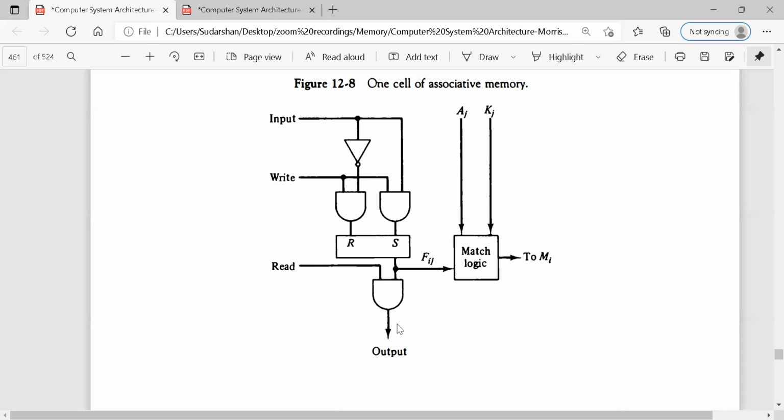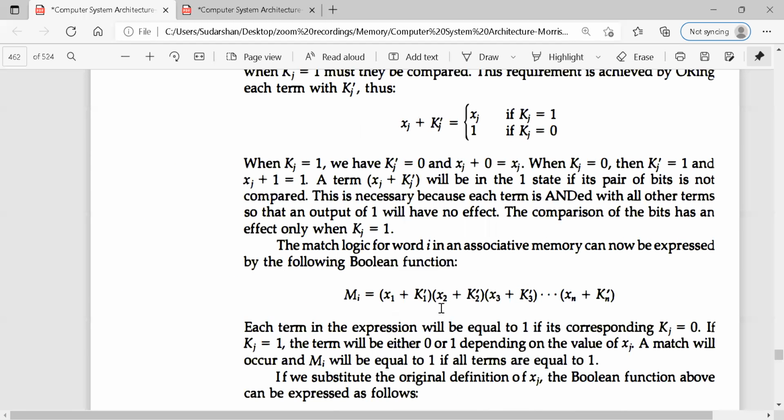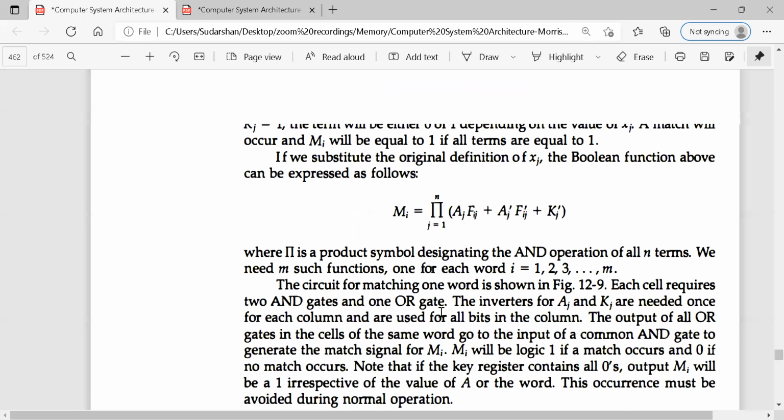The same thing should be replicated or combined together for M words and n bits per word. This is for one cell. If the word is going to contain n bits, the same logic should be extended in cascade for n bits. So this is the basic idea about the match logic, and this is how you perform the operations. Let me not go into this diagram. I can say about the match logic.